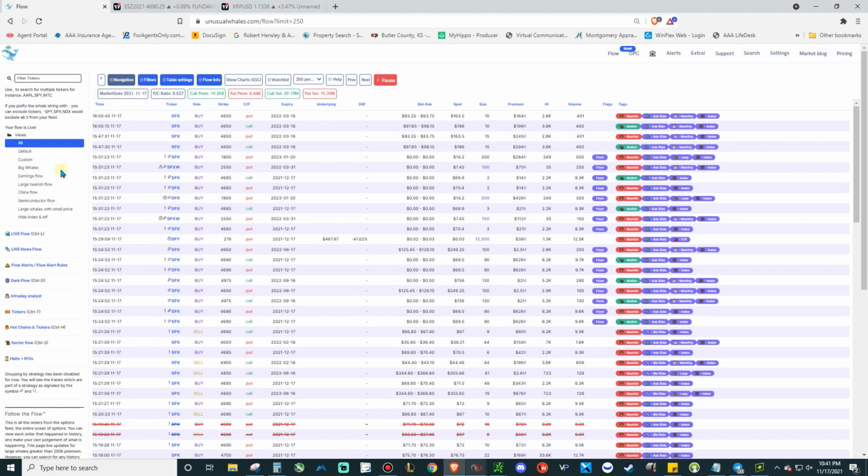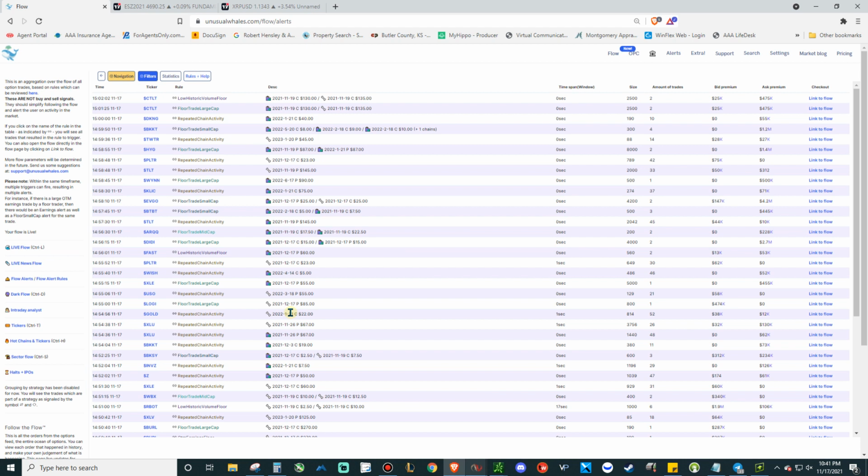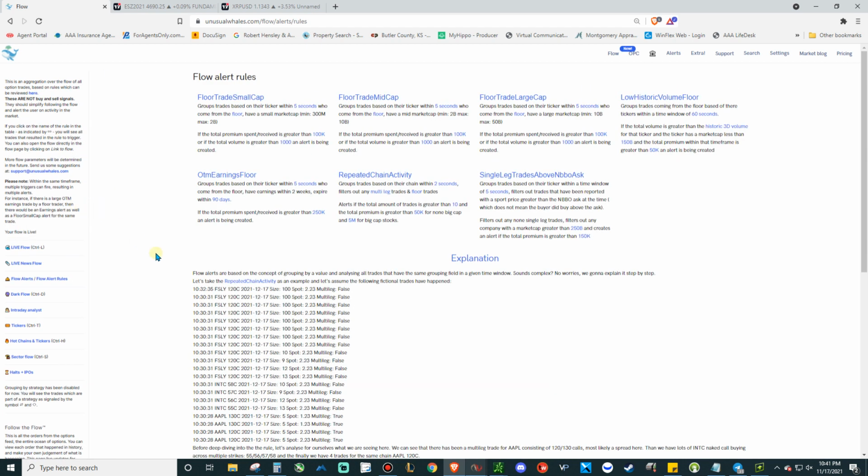What they did was put together a little package of signals here. And here are the rules. You're going to have the floor trade small cap. These are grouped trades based on their ticker within 5 seconds that come from the floor. A floor trader is someone who's trading at the actual exchange. So a very interesting alert that would come through is a trade from the floor. You want to take note of those types of trades.